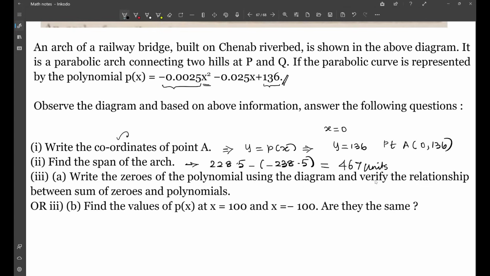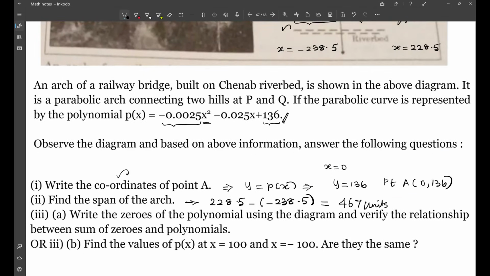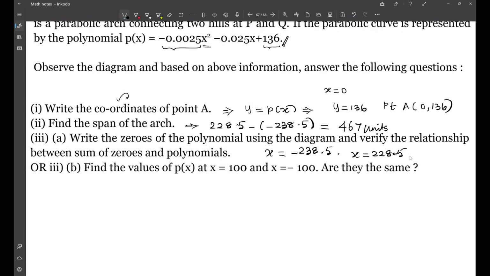Third subdivision, write the zeros of the polynomial, which is already given. So the two zeros are x is equal to minus 238.5, comma x is equal to 228.5. Now they're asking us to verify the relationship between the sum of zeros and polynomials. We already know the two zeros. So for 3a, the sum of zeros, that would be minus 238.5 plus 228.5. So that would be minus 10.